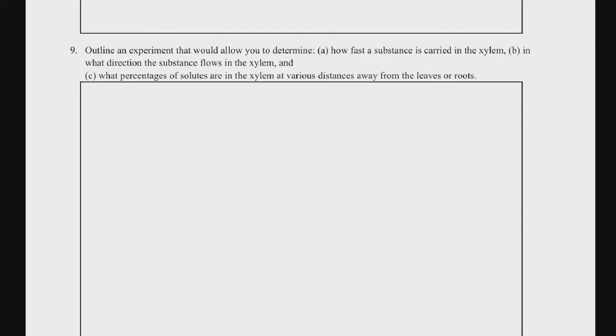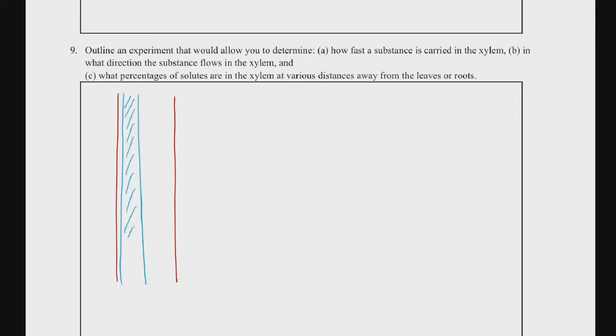I'm going to kind of hark on an experiment that was already done by somebody smarter than me named Bruno Huber. Basically, because xylem is dead, you can insert taps or measuring devices into it without disrupting the function. So to just kind of draw a picture, if you have your xylem over here, you can insert little measuring devices that kind of cut into it, and because it's dead, it's not going to hurt the plant.